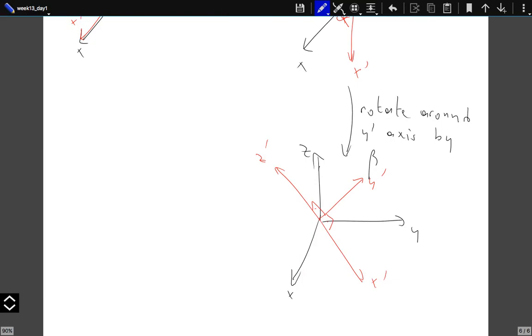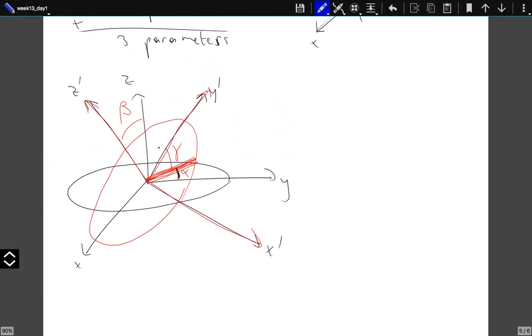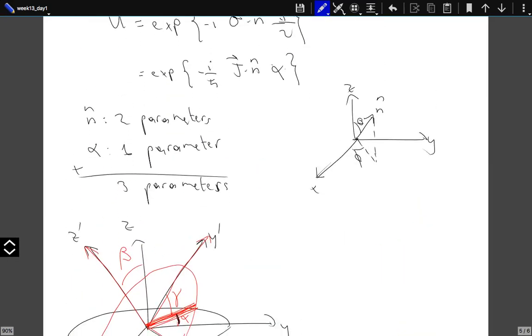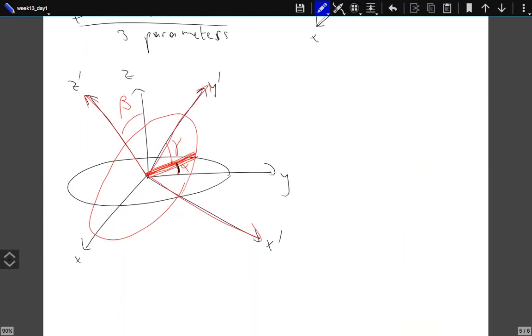So rotate around Z prime axis. If I rotate around the Z prime axis, Y prime will no longer stay in the XY plane. It should eventually make an angle gamma with the initial Y prime axis. So I rotate around the Z prime axis by gamma. The final one. You see, after these two, okay, this is the final rotated system.